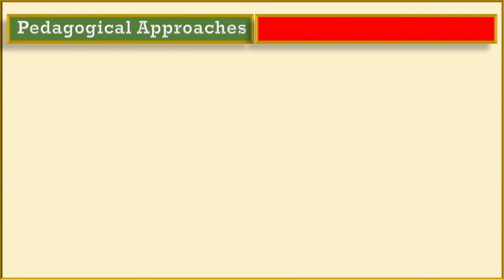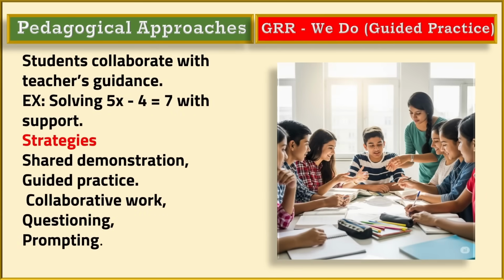Now let us see what is we do activity. It is guided practice activity. Students collaborate with the teacher's guidance. For example, solving 5x - 4 = 7 with support. What strategies are used? Shared demonstration, guided practice, collaborative work, questioning, prompting.